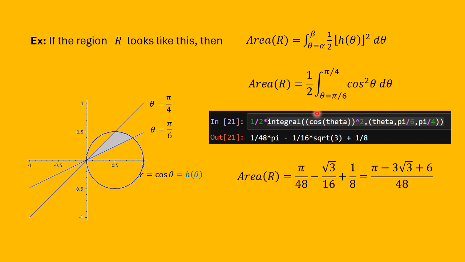So notice that this was pretty easy. We were just able to set this region's area up as an integral just involving a function of theta times d theta, where this outside curve was h of theta.